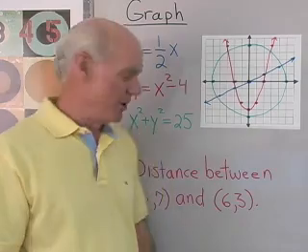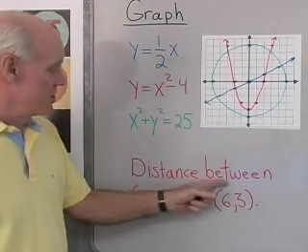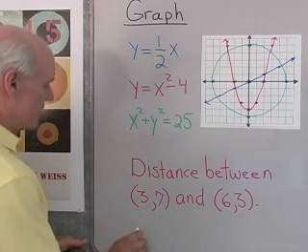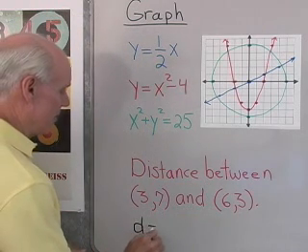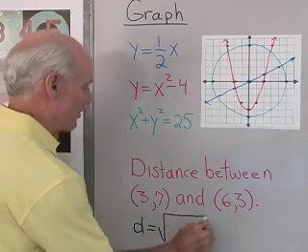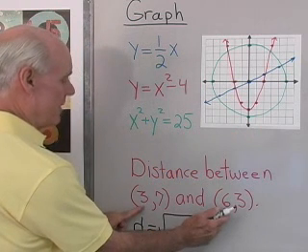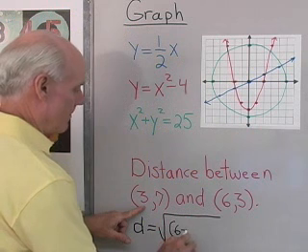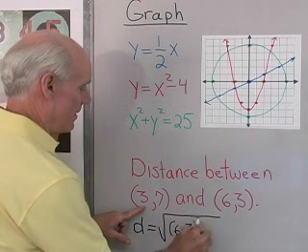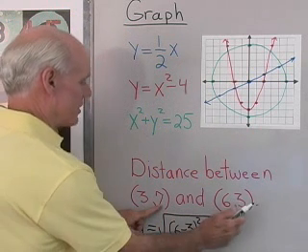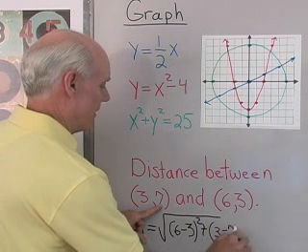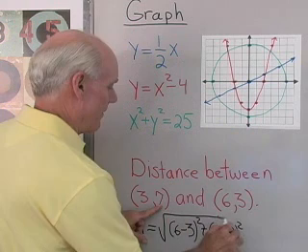Let's look at a distance formula problem. Let's find the distance between the points (3, 7) and (6, 3). Well, the distance between those points by the distance formula is the square root of the difference of the x-coordinates, so let's say 6 subtract 3, quantity squared, plus the difference of the y-coordinates, let's say 3 subtract 7, squared.